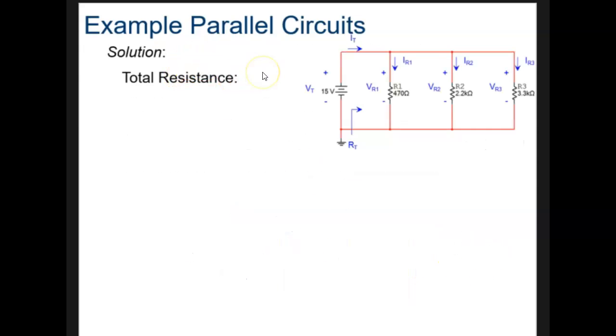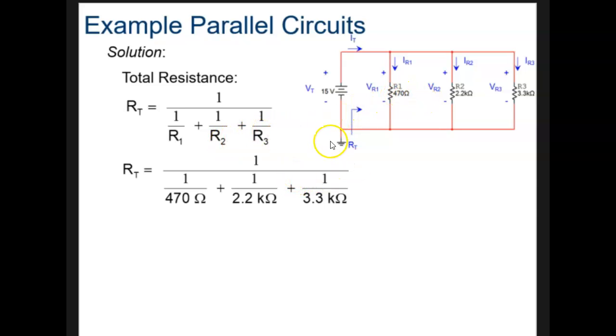So let's find the total resistance. Our total resistance formula looks like this: RT equals 1 divided by the quantity 1 divided by R1 plus 1 divided by R2 plus 1 divided by R3. So we would just plug in those numbers into the formula. We see them here, so 470 and so on. We would get this calculation here. The total resistance is equal to 346.59 ohms. We can round that up to 350 ohms.